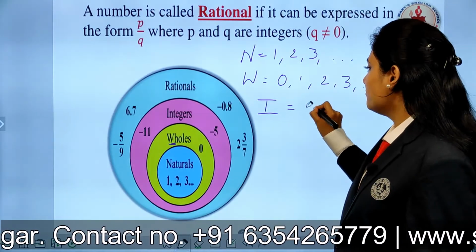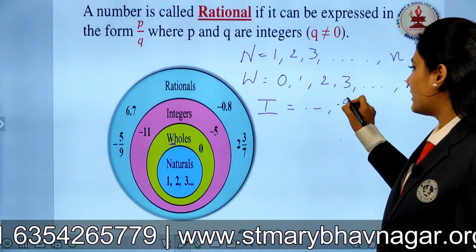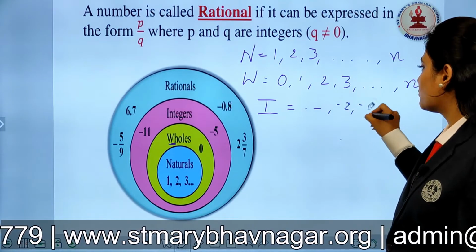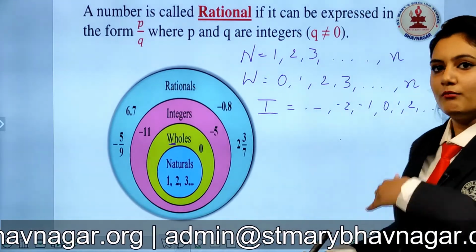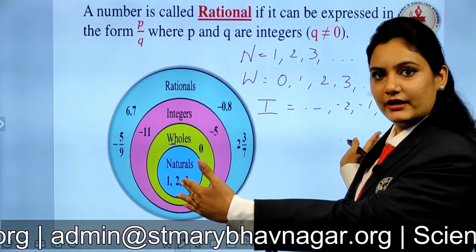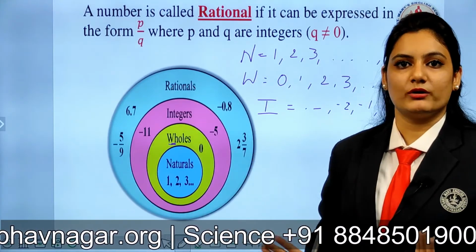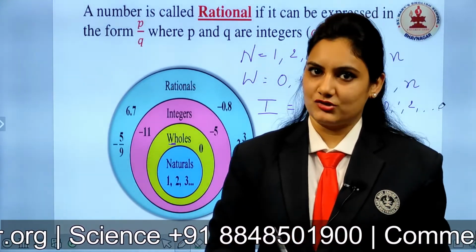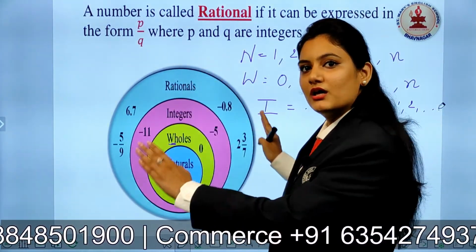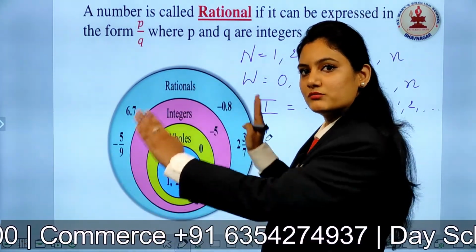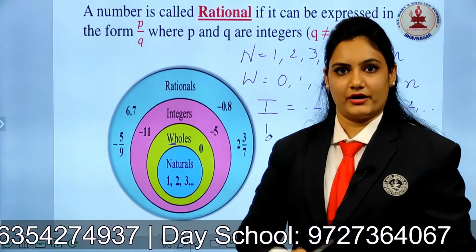It starts from infinite negative numbers. I am taking -2, then -1, then 0, then 1, 2 till infinity. On both sides of the number line infinity is there, and between them negative, positive and 0 are there. So they are called integers. Now next it is rationals. The rationals circle is the biggest one. That means all the numbers are included in rationals.